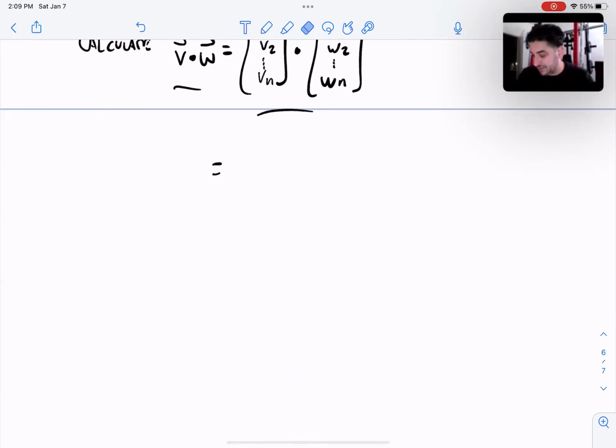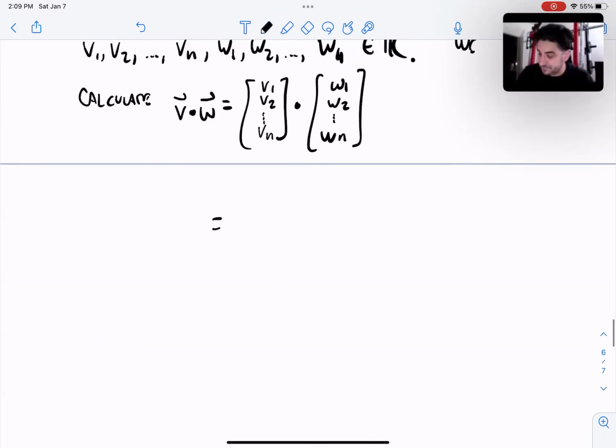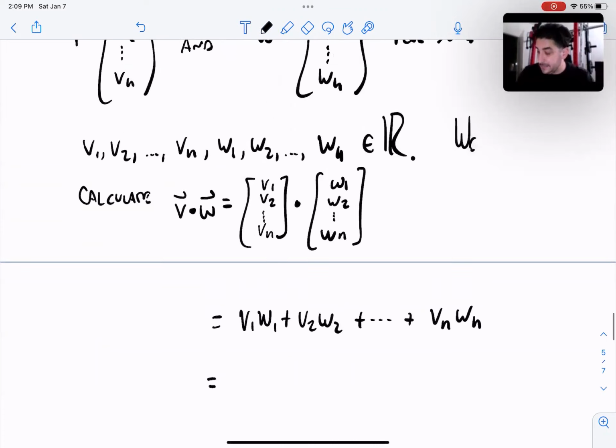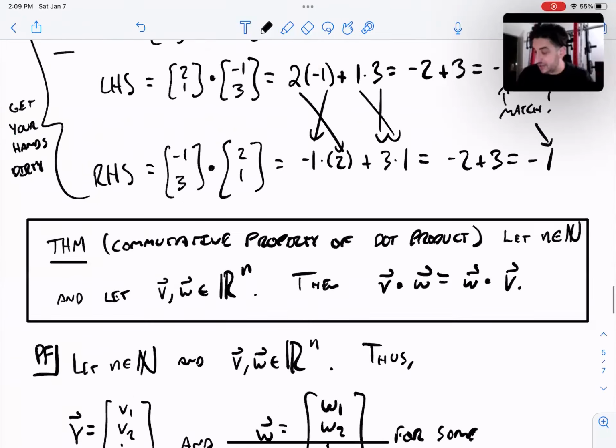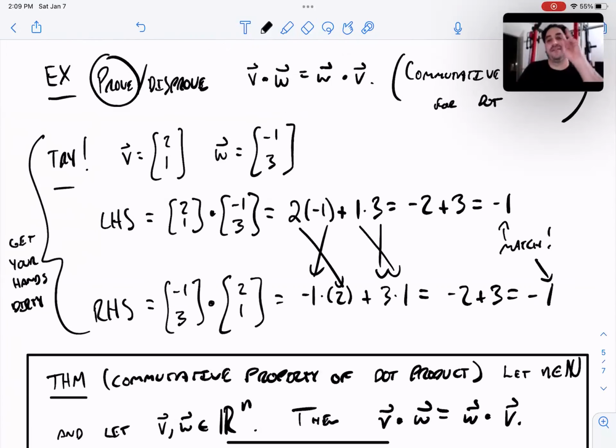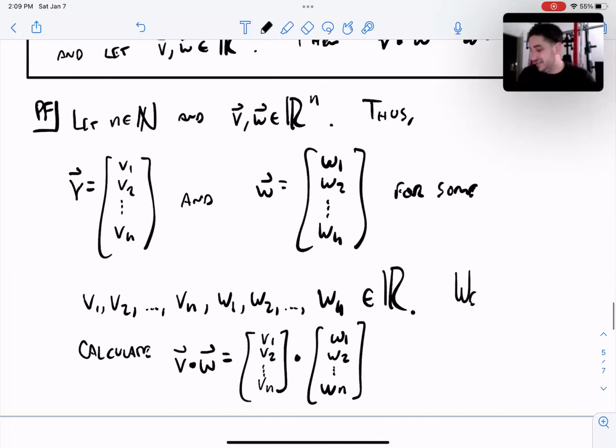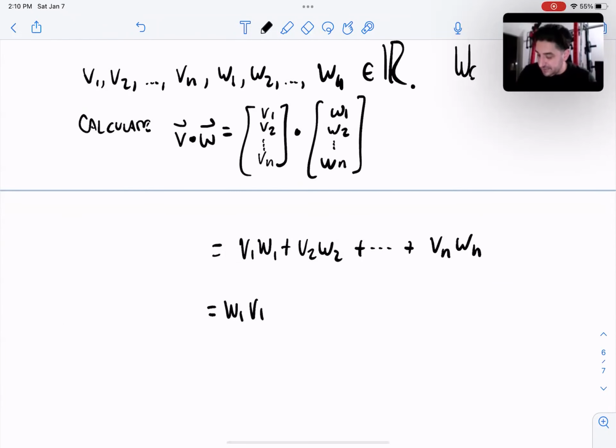That's how I'm going to structure this. It's called a transitive chain, a very nice way to structure an argument like this. So what do I have? First, I do this dot product, v1 w1 plus v2 w2, plus dot dot dot, plus vn wn, right? Then, just like in my example, what made these equal? Well, the fact that 3 times 1 is 1 times 3, 2 times minus 1 is minus 1 times 2. Same thing here. Just generalize the example.